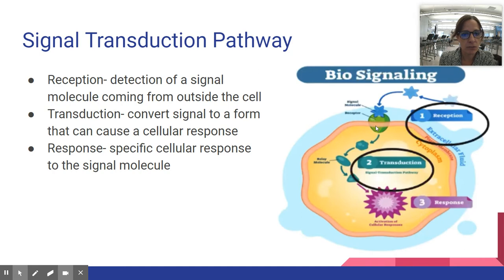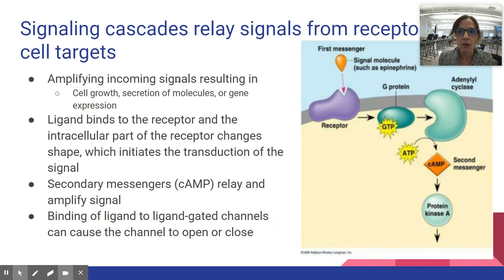And then transduction, which converts the signal to some kind of form that can actually cause the cellular response. And usually this is what's called a cascade, and we'll get into some examples later. So this is going to cause this molecule to be activated, which is going to activate this molecule and activate this molecule. And finally, you get your response, which is the third part of signal transduction. And that is whatever the response is that the signal molecule is giving.